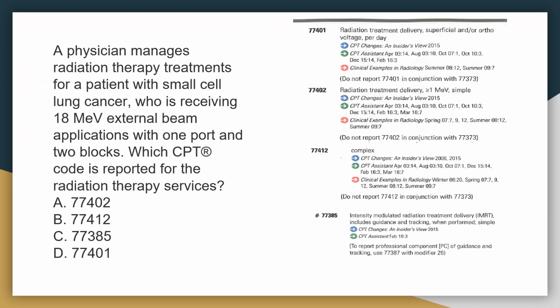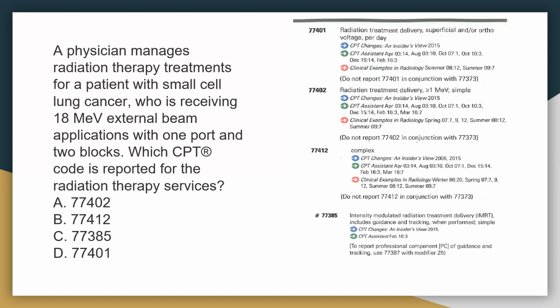So let us take some questions to strengthen our guideline. A physician manages the radiation therapy treatment for a patient with small cell lung cancer who is receiving 18 MV external beam application with one port and two blocks. Which CPT code is reported for the radiation therapy services?